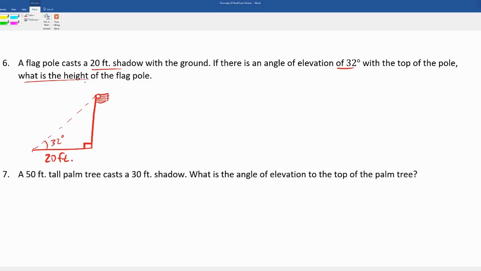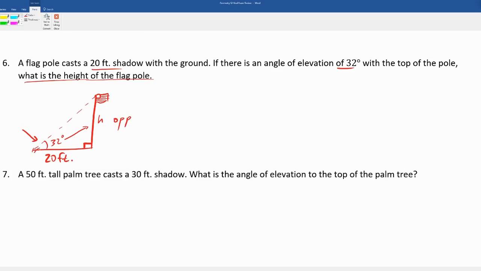So, let's see. What is the height of the flagpole? So, what is the height? Well, isn't that a reference angle? Right. Now, who is h? Is it the opposite, or the hypotenuse, or the adjacent? Who is h? And if you said opposite, you're on the right path.